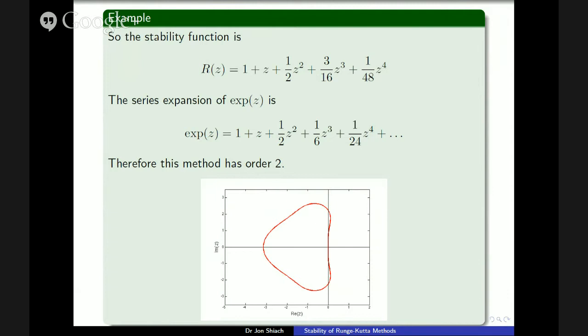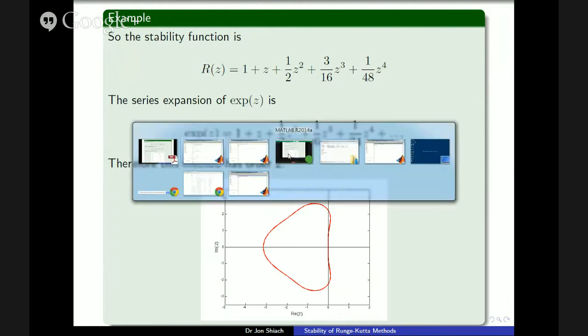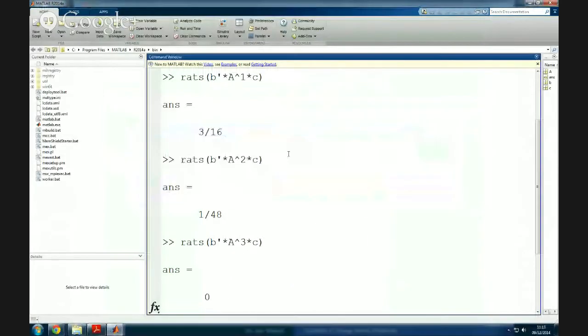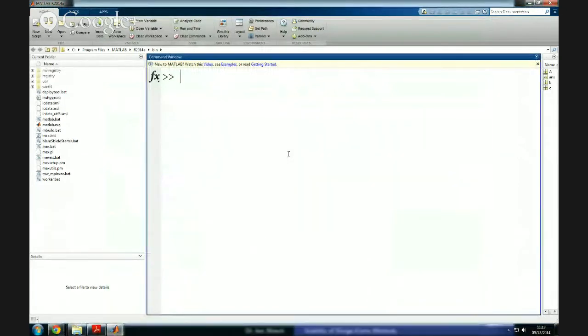Okay, and you can actually plot the stability region, and I'll show you how to do that. So what I'm going to do is go back to MATLAB. To plot the stability region, we have to generate an array of z values. Now, z will be a complex number. So a complex number has a real part and an imaginary part. So I'm going to say x is going to be my real part. So I'm going to create an array of x values.